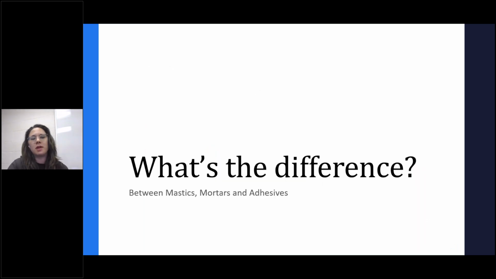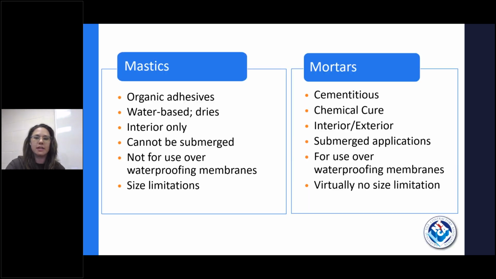So let's talk a little bit about the differences between the adhesive types that we have. Let's talk about what hopefully we're all very familiar with: mastics and mortars. A little bit of a comparison and contrast here. Mastics are organic adhesives. That's exactly what they are: wet, ready to use in a bucket. Mortars, on the other hand, are cementitious. That means that mastics are water-based.